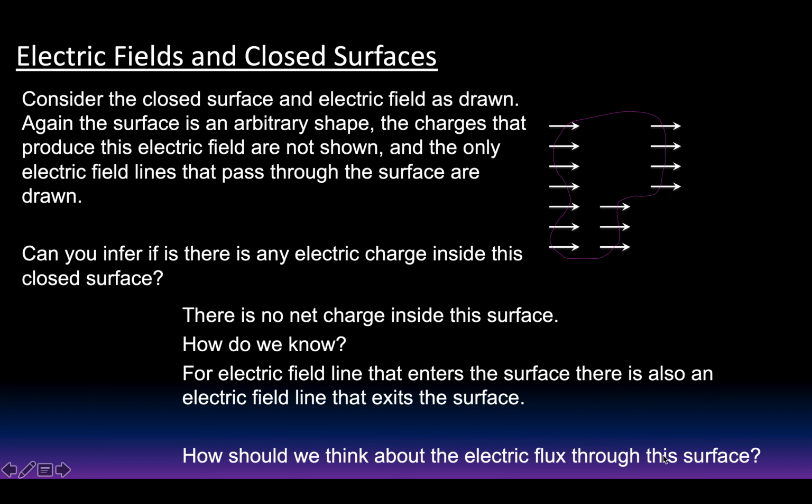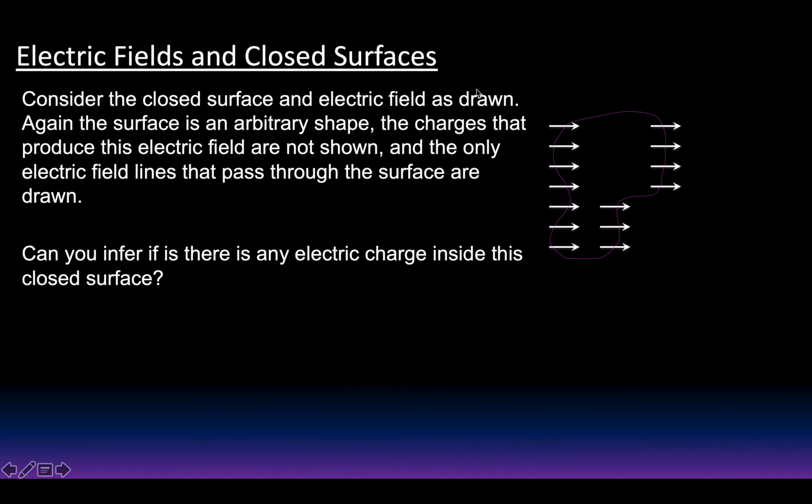A natural way to think about the electric flux through a closed surface is to imagine that an inward pointing electric field line will cancel with an outward pointing electric field line. In this particular picture, we see there are 7 inward pointing electric field lines and 7 outward pointing electric field lines. So we could say that the total flux through this entire surface is going to be 0.